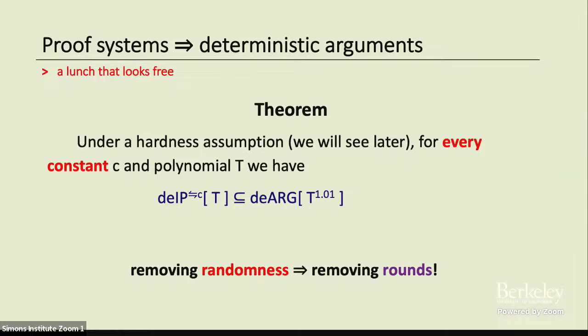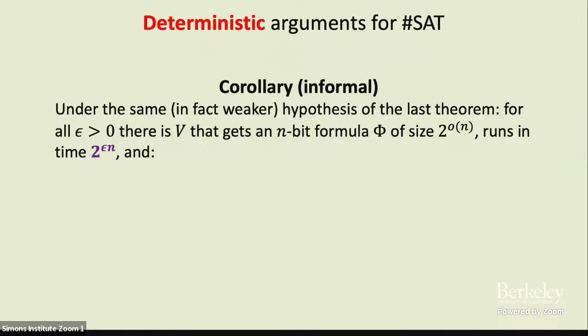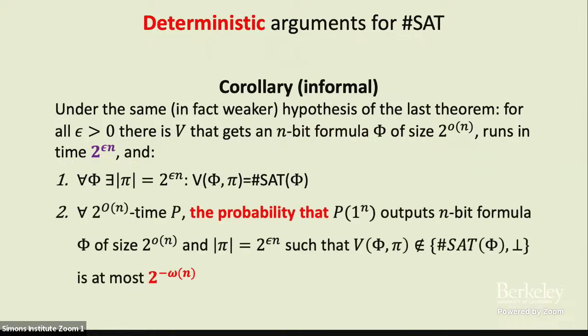As a very quick corollary, you can apply what I said to the sumcheck protocol for sharp SAT to get the result I showed you at the beginning of the talk. You can also apply this to the constant round version of GKR and also the RRR system for bounded space delegation.